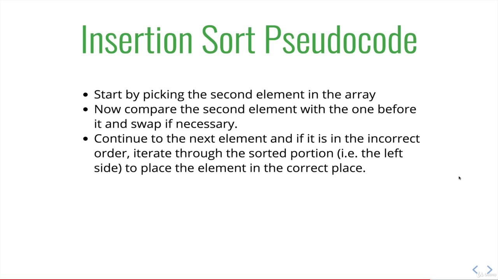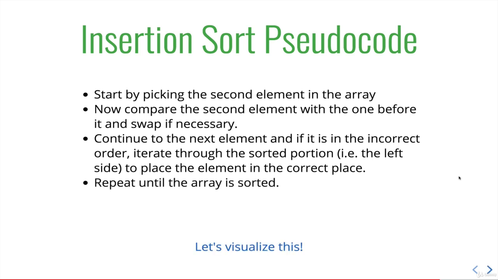So we iterate through the sorted portion, the left, at this point, if we've sorted 2 of them, the left 2, and we figure out where to put the third one. And we repeat until the array is sorted, and then return that array.